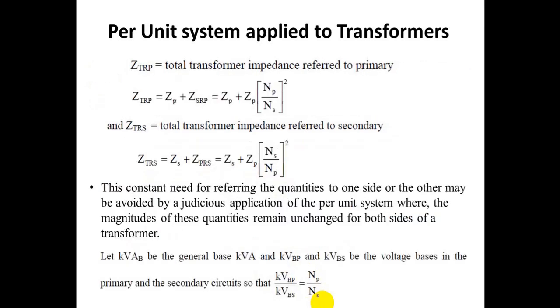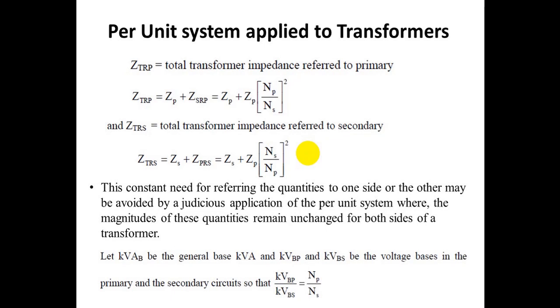So keep these formulas in mind when we have to calculate the total transformer impedance referred to primary. It is equal to the primary impedance plus the referred secondary impedance, that is Zp plus the equation that we have solved for the secondary impedance referred to primary. Similarly, for the total transformer impedance referred to secondary, we just have to replace the value of Zs plus the primary impedance referred to secondary. So it will be equal to Zs plus Zp times (Ns over Np) whole square. So these are the general formulas when we solve the transformer impedance referred to primary or referred to secondary.